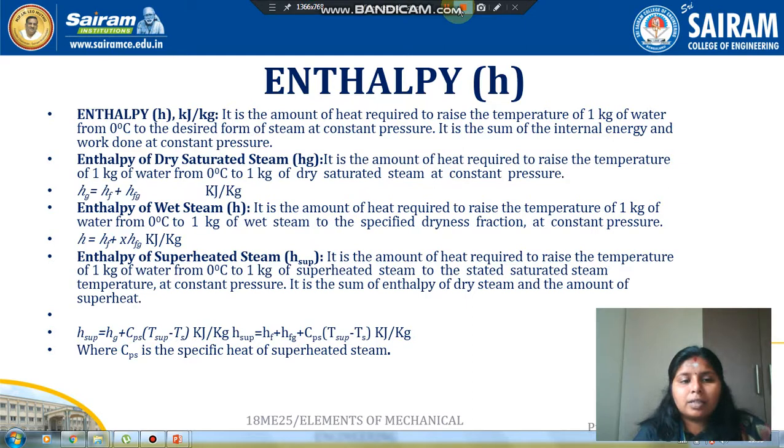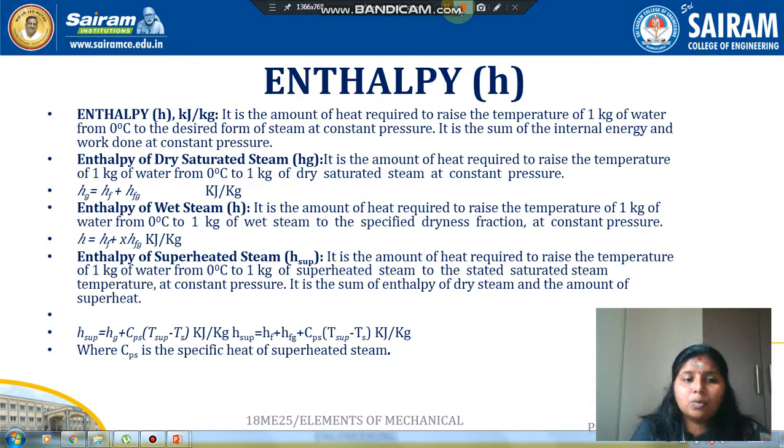First we shall start with the enthalpy of a dry saturated steam, which is indicated as Hg. It is the amount of heat required to raise the temperature of 1 kg of water from 0 degrees Celsius to 1 kg of dry saturated steam at a constant pressure. So Hg is equal to Hf plus Hfg, and it is expressed in terms of kilojoule per kg.